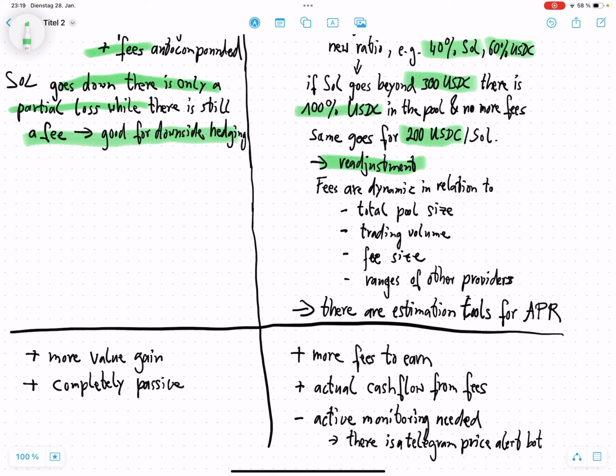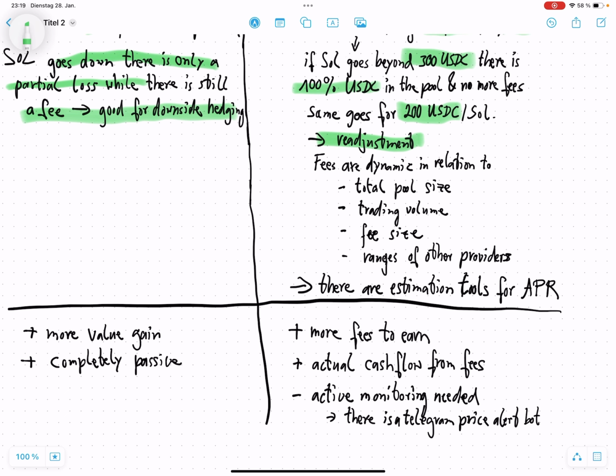So for instance, we are at 200 USDC per SOL. You exit the pool, for instance, you swap your 50% of the SOL into USDC, and then you set the range 150 USDC to 250. This is just an example.